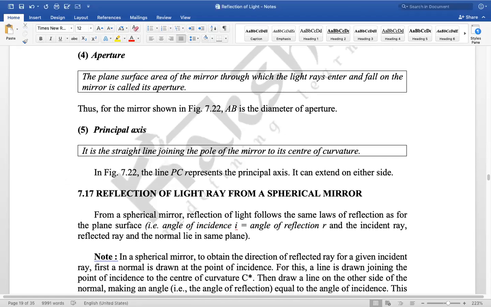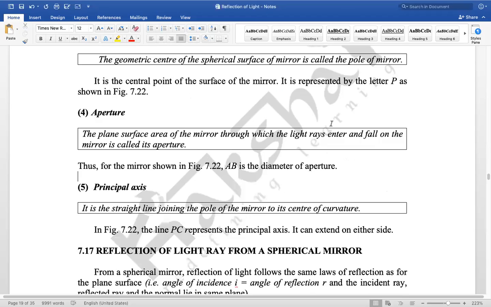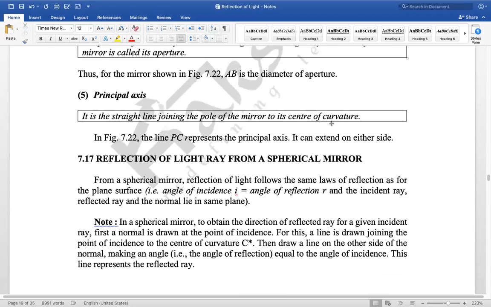Principal axis: it is the straight line joining the pole of the mirror to its center of curvature. Okay. Now, in figure 7.22, the line PC represents the principal axis. It can extend on either side. So this PC, okay, this represents the principal axis. This diametrical line represents the principal axis, which can be extended on either side.